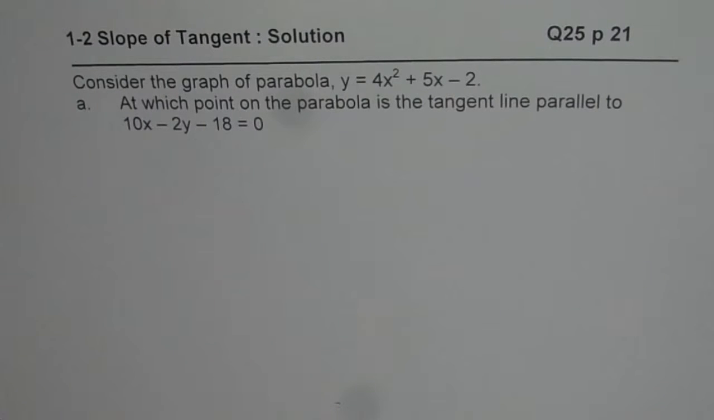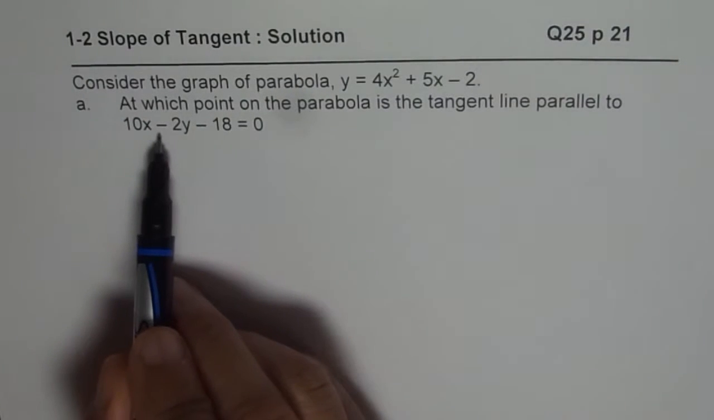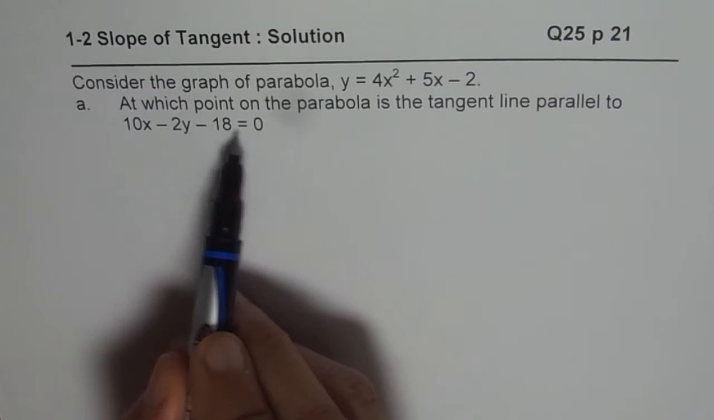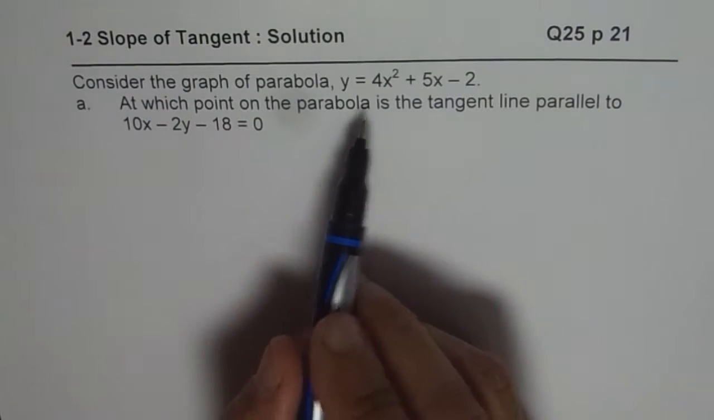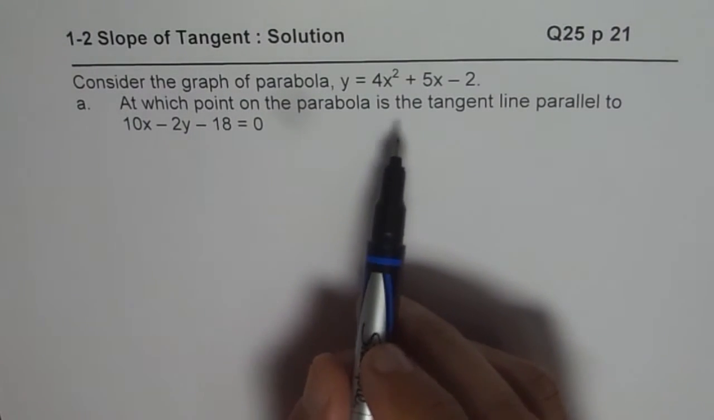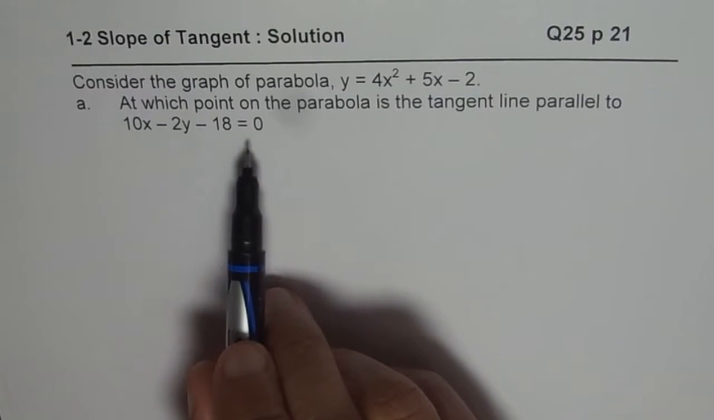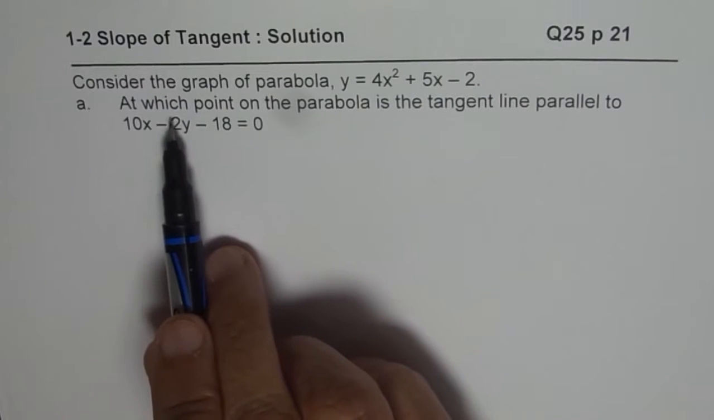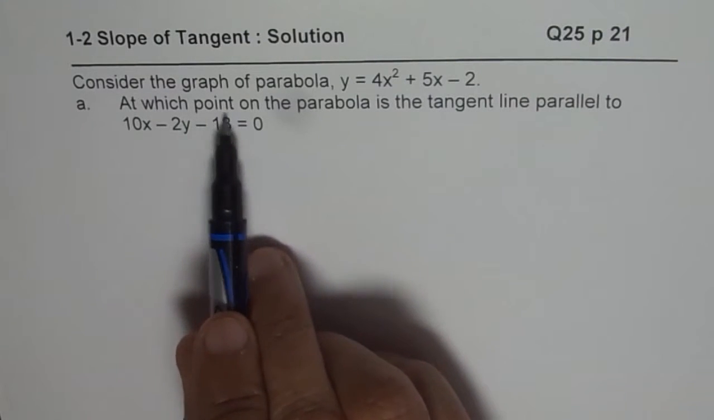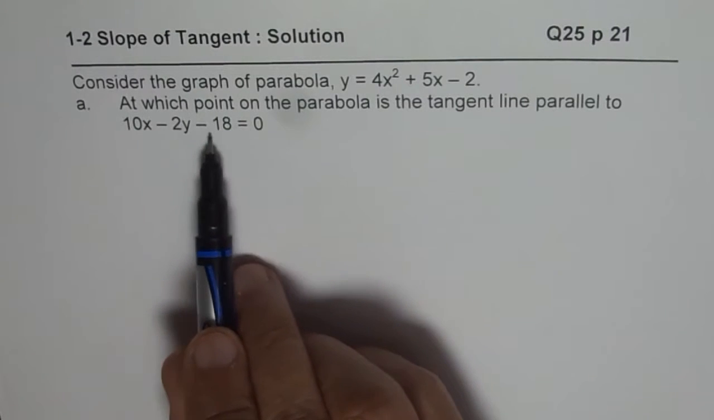Consider the graph of the parabola y equals 4x squared plus 5x minus 2. At which point on the parabola is the tangent line parallel to 10x minus 2y minus 18 equals 0? So this question is slightly different from the questions which you've done so far. Here we have to find the point on the graph where the slope is given to us. And what is that slope? The slope is given by the statement here: at which point on the parabola is the tangent line parallel to 10x minus 2y minus 18.